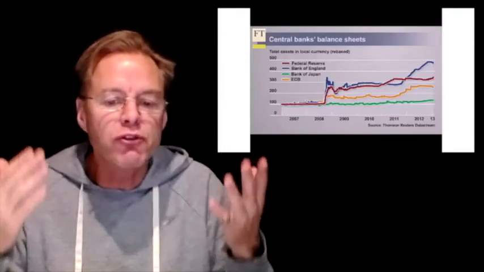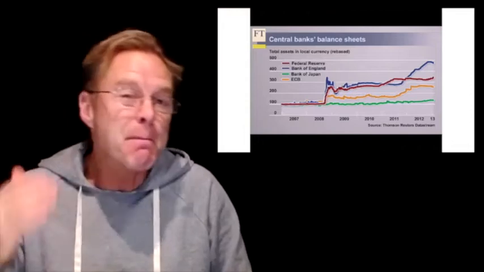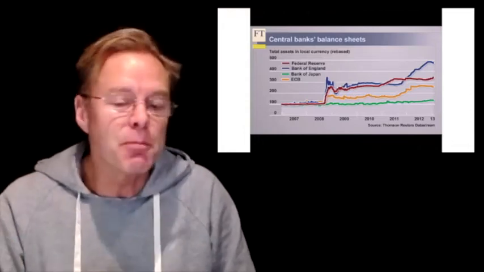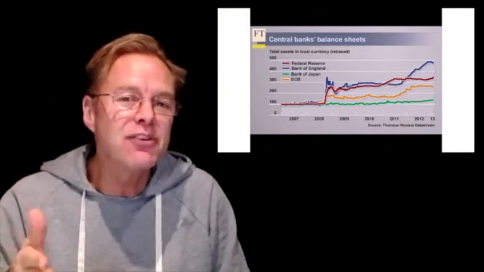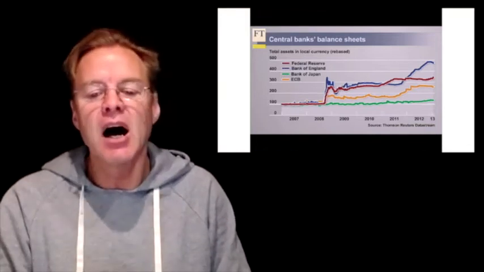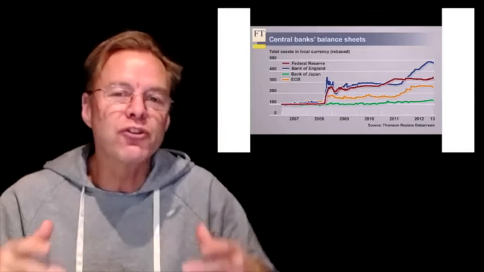Okay, and in response to the financial crisis, here we see on this chart the response from the Federal Reserve in red, the Bank of England in blue, the Bank of Japan in green. That's a slightly different story. And the European Central Bank, the ECB, in yellow. All of them started to print money.